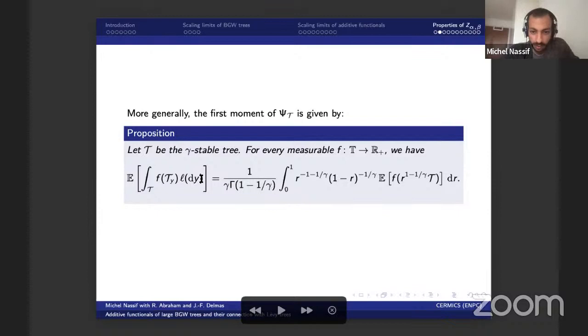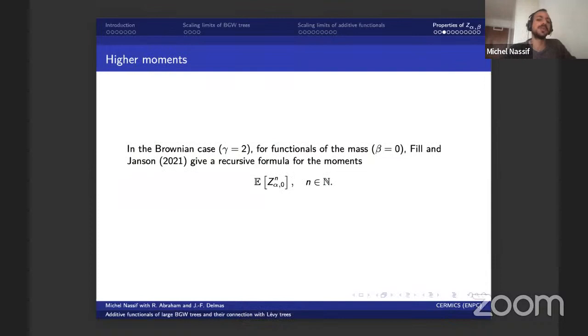This was for the first moment, but in the Brownian case, you can say more. For functionals of the size, so beta equal to zero, there's a recursive formula for all the higher moments. And this was given by Fill and Janson.